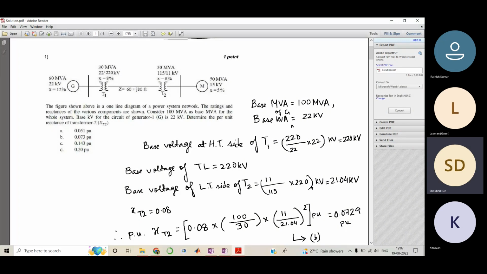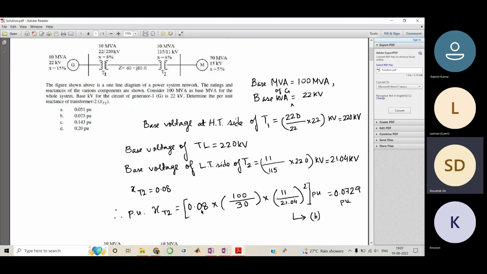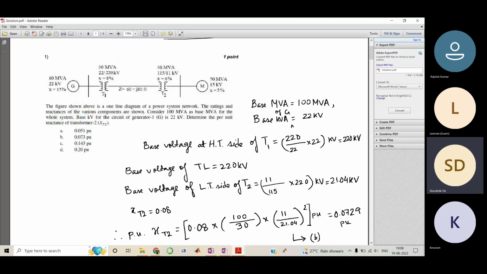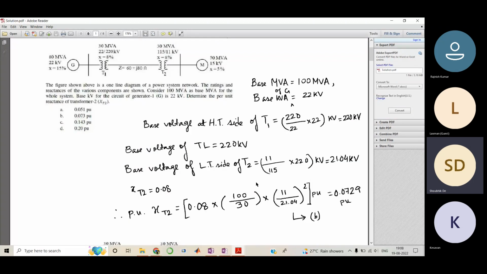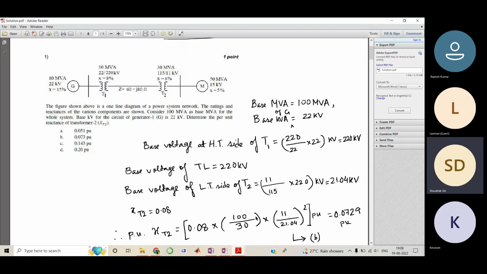Now the reactance is given, it is 0.08. So per unit reactance of transformer 2, as we know the formula, will be the reactance into the new base divided by the old base, right? So the old base of this transformer was 30 MVA and the new base MVA is 100 MVA. So 100 divided by 30, into whole square of, so it is just the inverse of this, the kV. So it will be the old divided by the new.